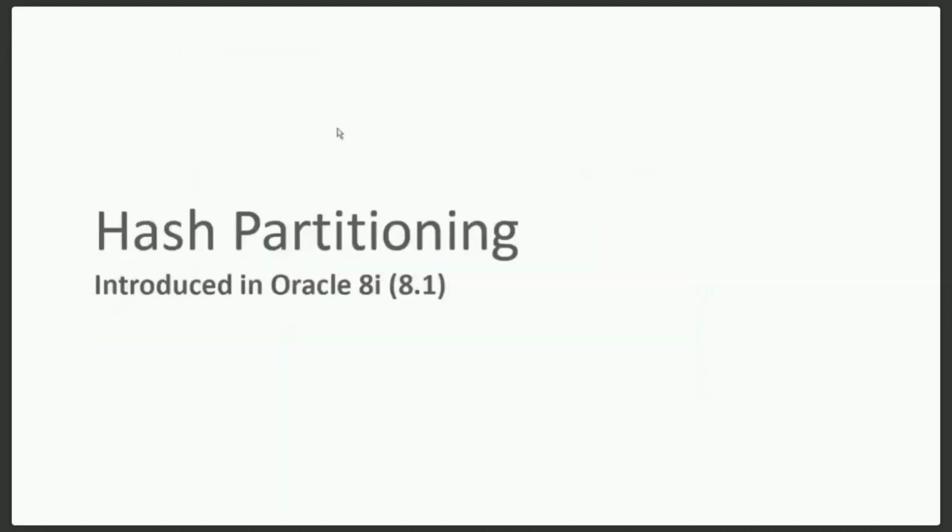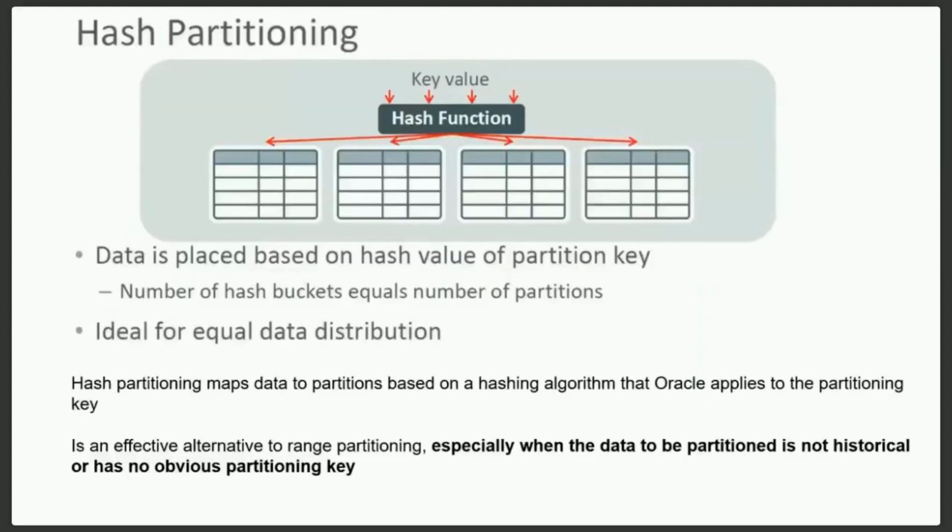Along with range partitioning, in the next version of Oracle, which was Oracle 8i, we also had the concept of hash partitioning. Hash partitioning is ideal in those cases where we don't have any clear partitioning key that can be used in the table, or where the partition is not really historical in nature, but we still want to obtain the benefits of partitioning data.